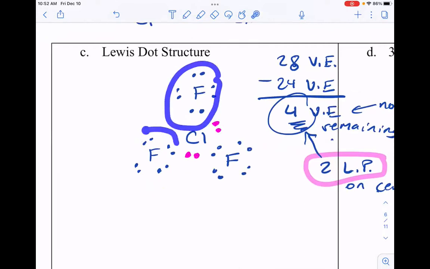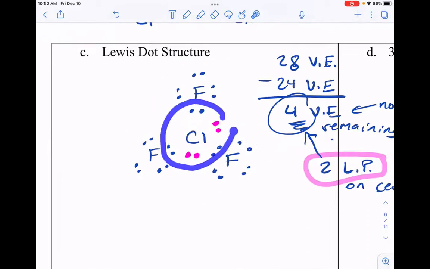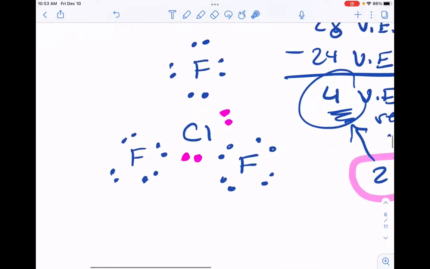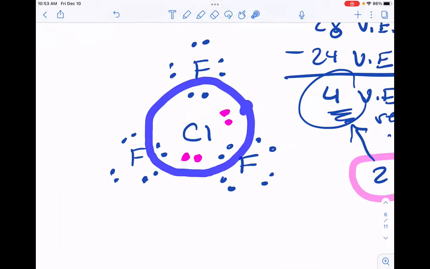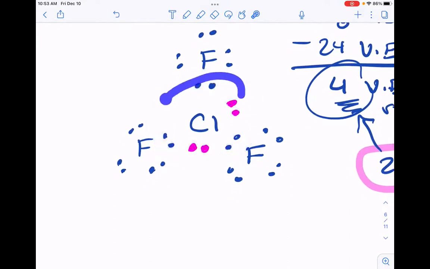Fluorine has 8, fluorine has 8, fluorine has 8, fluorine is happy. Let's go ahead and check our chlorine. When we check our chlorine, it's all of the electrons directly surrounding chlorine. So here we have 1, 2, 3, 4, 5, 6, 7, 8, 9, 10. This is the first instance in this worksheet where we have 10 electrons surrounding the central atom. Usually it's 8, and that might ring an alarm in your head, like we're not following the octet rule.